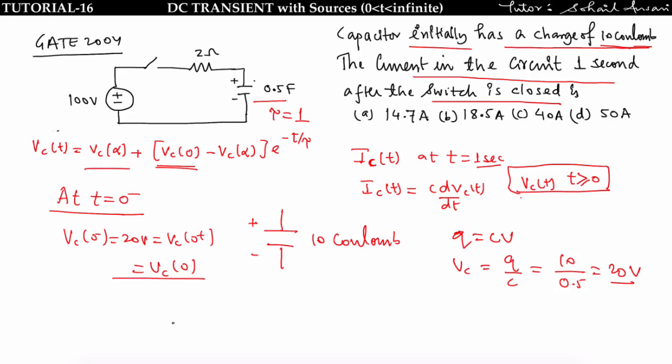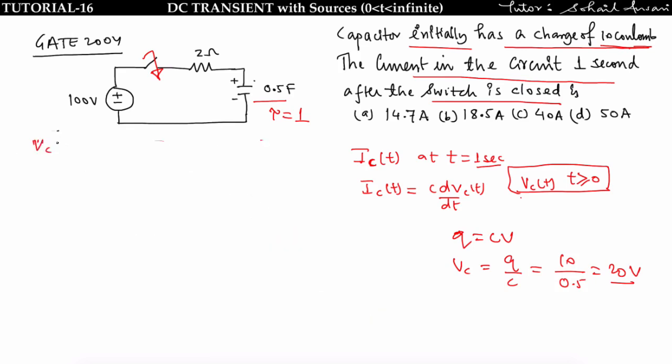Now I will find the voltage across the capacitor for t equal to infinite. Clearly, when the switch is closed, the capacitor will charge initially, and at steady state it will charge fully to the source voltage and become open circuited. So at t equal to infinite, the circuit will be like this. This is 100 volt, this is 2 ohm, and this capacitor is open circuited, having Vc of infinite value. This is nothing but 100 volt.